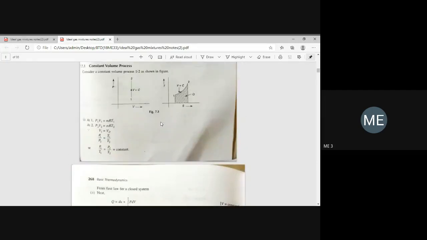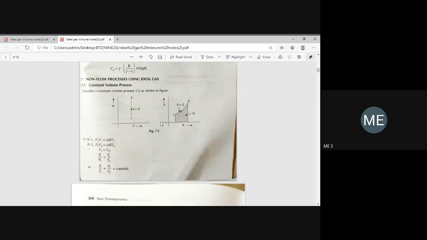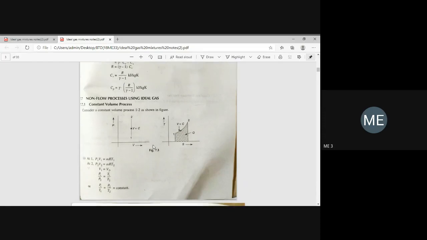Already you have done this process. Now the same process you are studying. I'll repeat once again. This is a constant volume process. Here you should remember the expression for work done, the expression for internal energy, the expression for enthalpy, and the expression for change in entropy. Because it is a combination of all chapters, the same formulas used in the previous chapters, you are going to use again. That's why it is a summation of all the chapters.